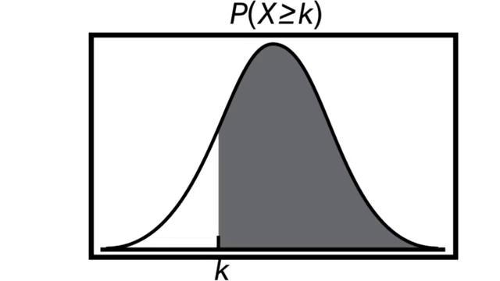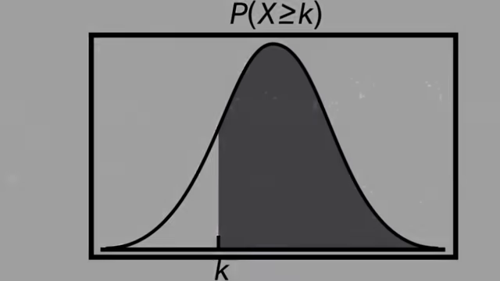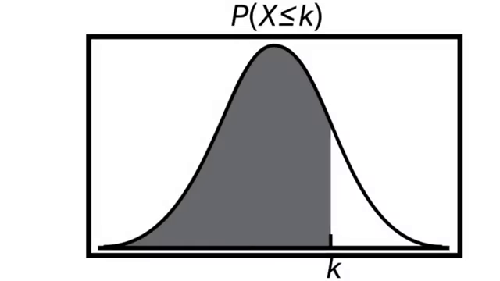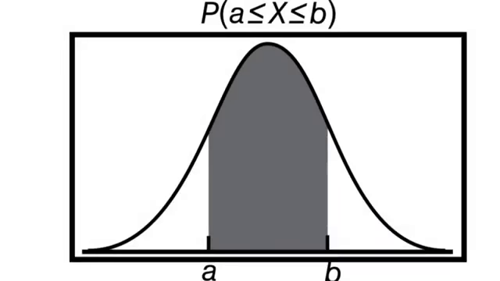Depending on what is needed, there are many variations of the shaded area in a normal distribution. One of the examples is the probability that z is greater than or equal to k.